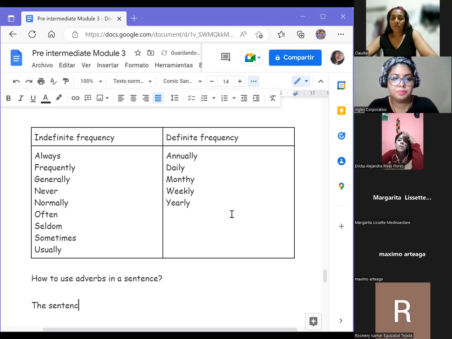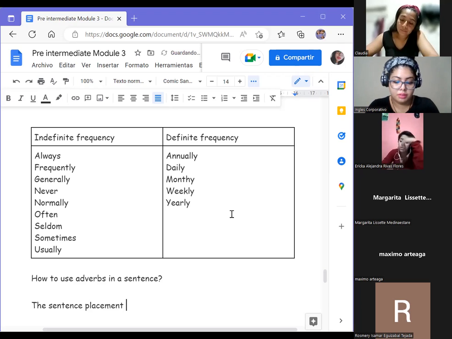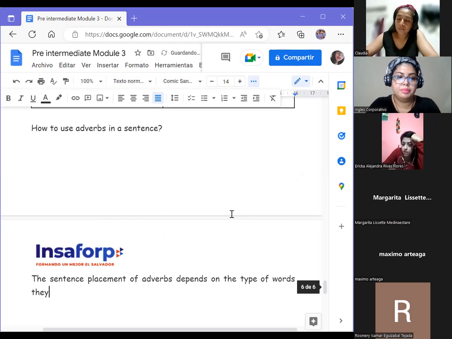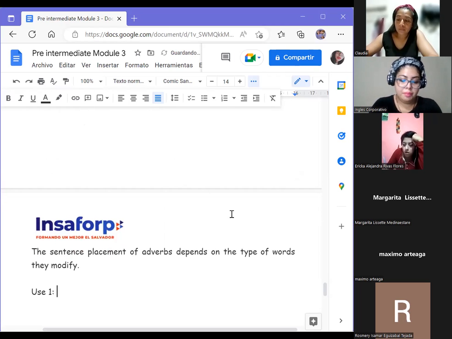The sentence placement depends on the type of word they modify. And we are going to see general rules. And we have use number one. It says, use adverbs before adjectives and other adverbs. Adverbs before adjectives and other adverbs.